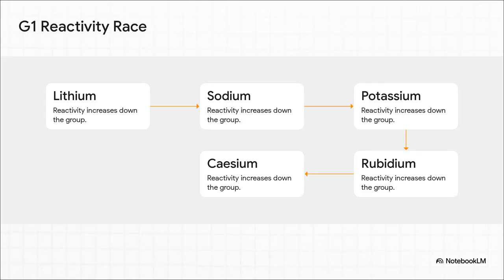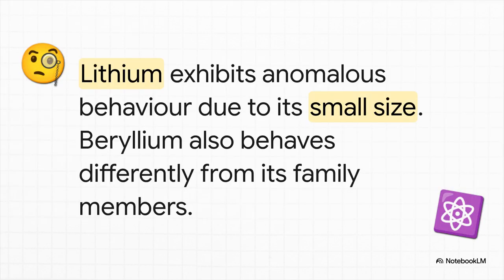Now, within the Group 1 family, there's a really clear trend. As you go down the list, from lithium all the way to cesium, the atoms get bigger and bigger. That single outer electron gets further and further from the center, which makes it even easier to give away. So what does that mean? It means they get more and more reactive as you go down. Cesium is the most eager of them all. But of course, just like in any family, the firstborns can be a little different. Lithium from Group 1 and beryllium from Group 2 are so tiny that they often behave differently from the rest of their relatives. They kind of break the family rules.